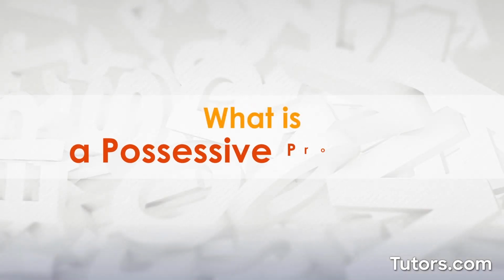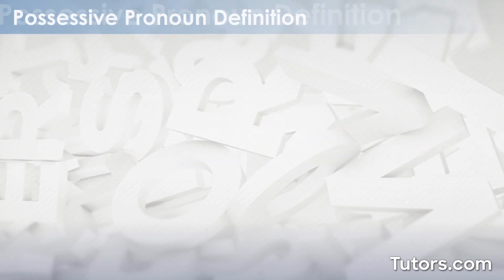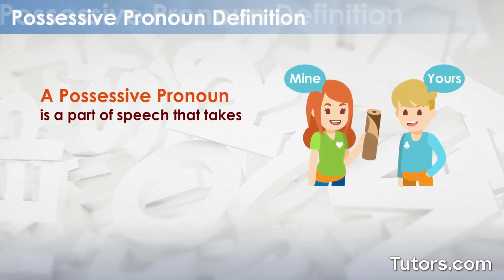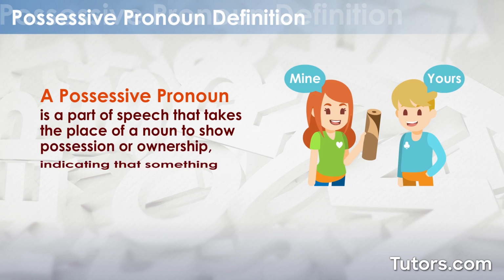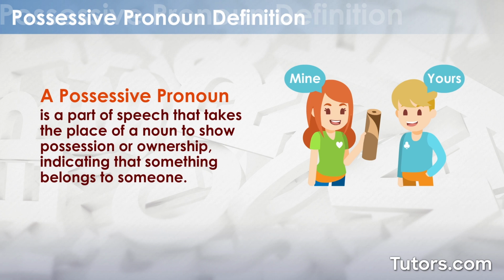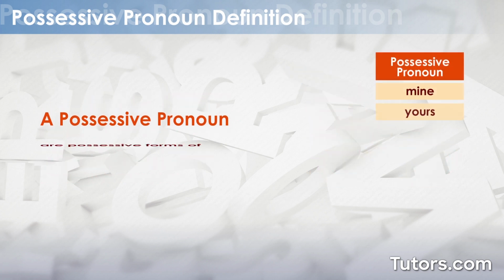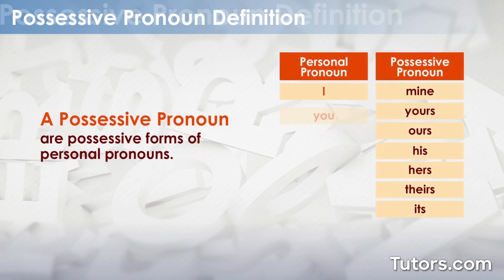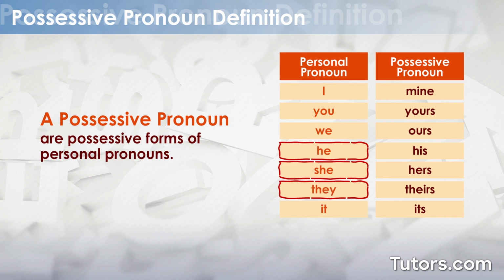What is a possessive pronoun? A possessive pronoun is a part of speech that takes the place of a noun to show possession or ownership, indicating that something belongs to someone. Possessive pronouns are possessive forms of personal pronouns: he, she, they, etc.